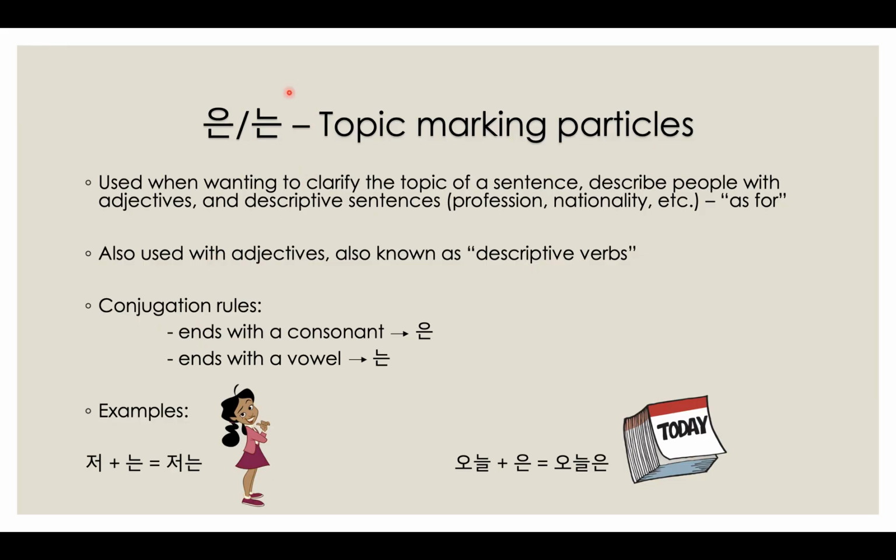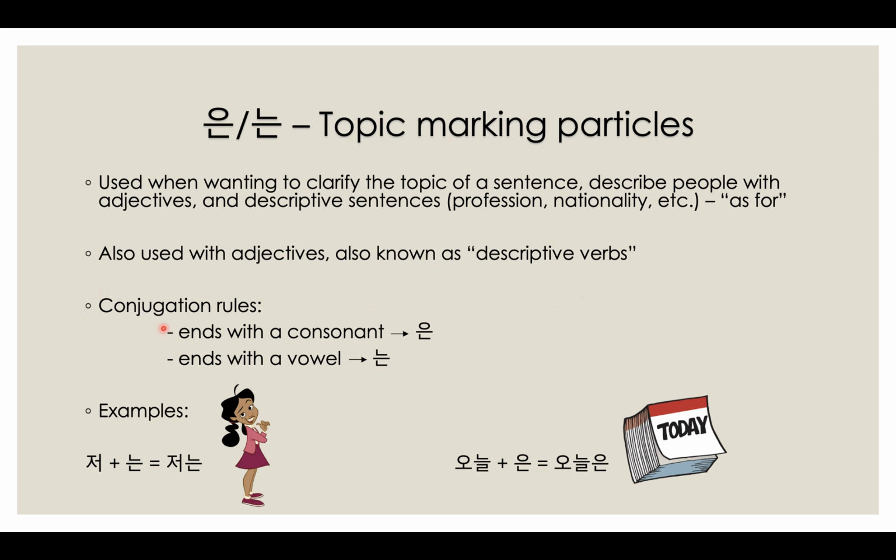First off, we have the topic marking particles, which include 은 and 는. These are used when wanting to clarify the topic of a sentence, describe people with adjectives, and in descriptive sentences such as professions, nationalities, etc. And I like to think of these particles as meaning "as for," and I'll continue to go into more detail about that as we go on. They can also be used with adjectives, also known as descriptive verbs.